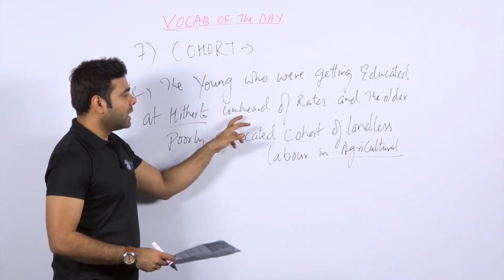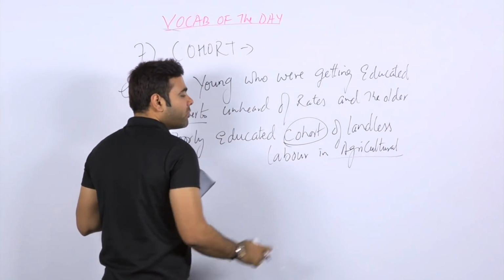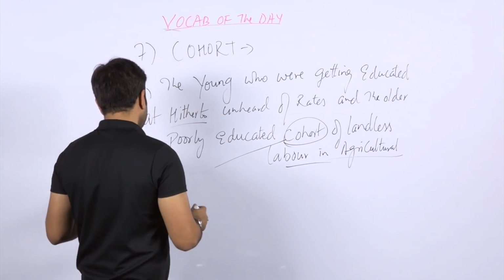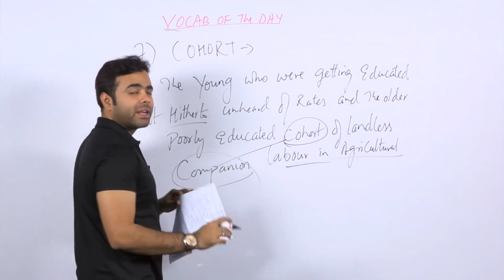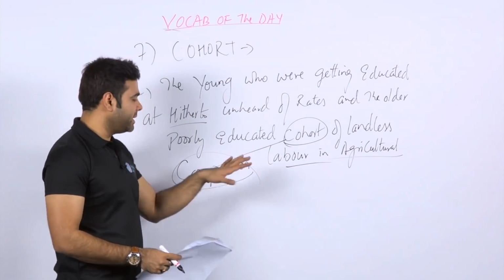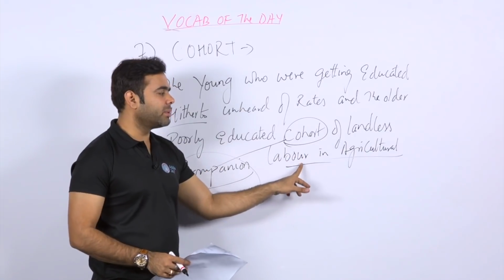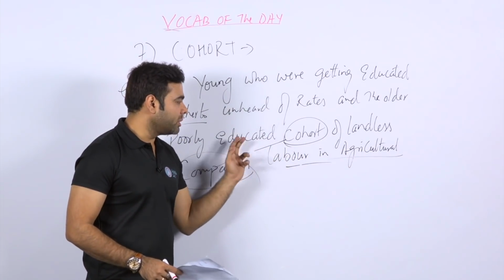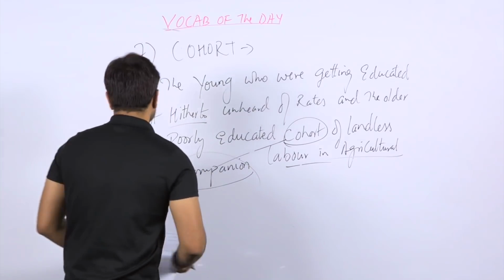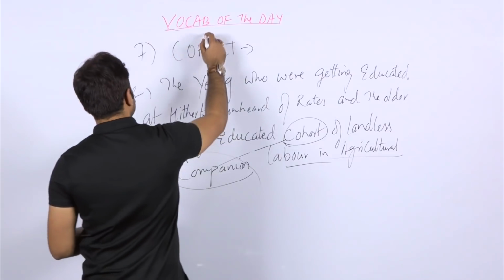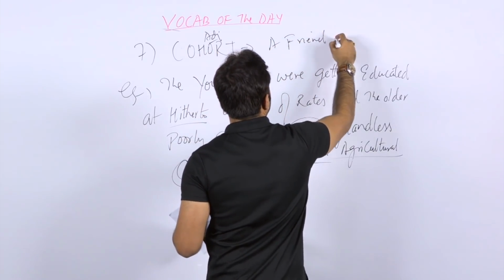So the sentence says the young who were getting educated at hitherto unheard of rates, and the older poorly educated cohort of landless labor in agriculture. Here the word cohort has been related to a companion. You can say a companion is a friend in need. Actually, it means a companion who is working together, who is working along with you. So, educated cohort of landless labor in the fields of agriculture. It is talking about the people, older, poorly educated, any person who is not rich. Educated cohort, that is the educated companion, a friend. Now let's talk about the word cohort. You can simply say cohort is related to a friend or a companion.